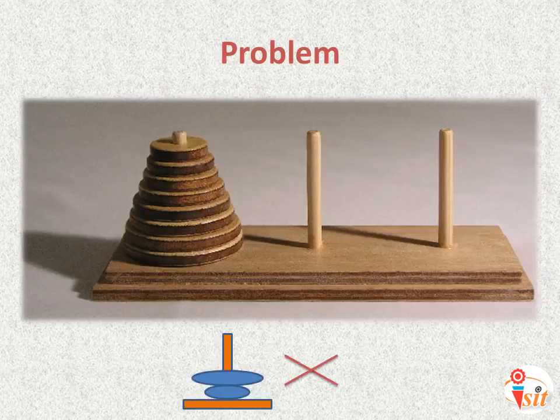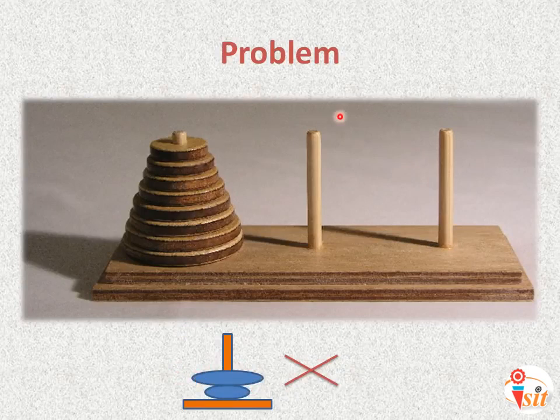The problem is there are 3 towers given and one of the towers has a stack of disks in decreasing order of sizes from bottom towards top. We have to move all these disks from tower A to tower C. And at any moment of time, a larger disk should not be kept over a smaller disk.